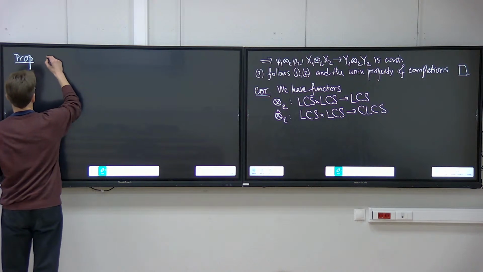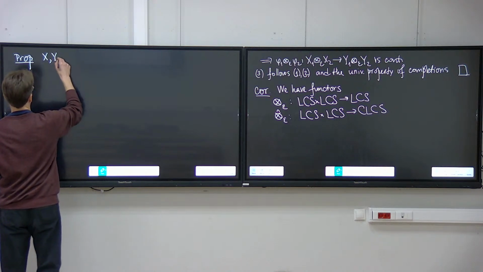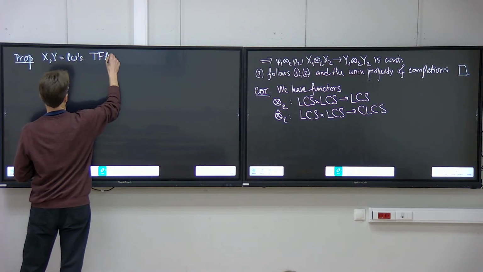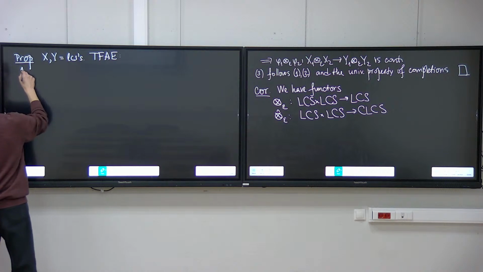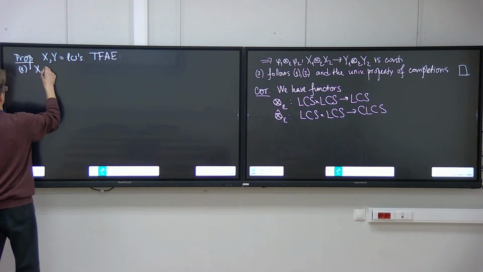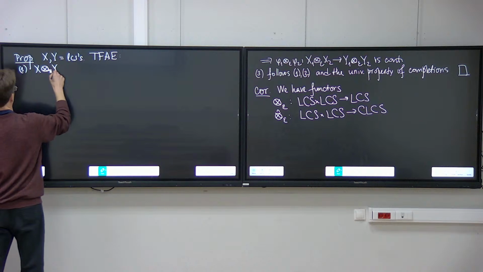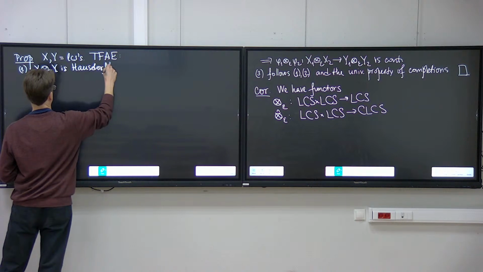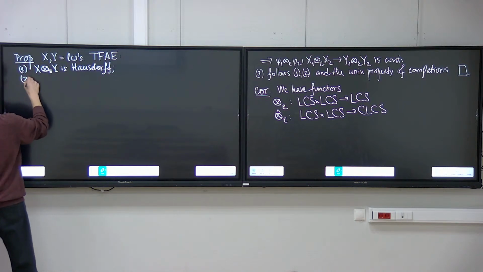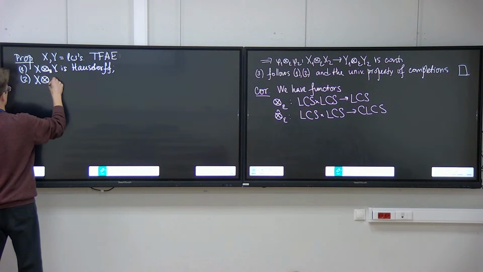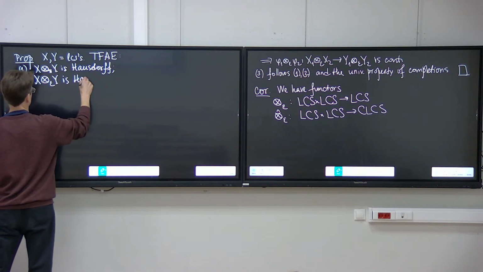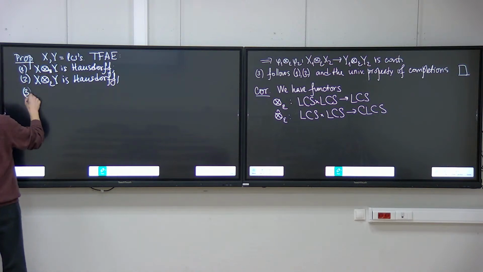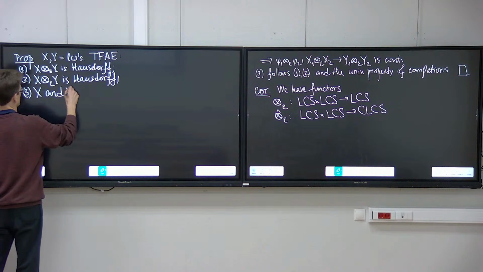Proposition. Suppose that x and y are locally convex spaces, then the following conditions are equivalent. Condition 1, the projective tensor product of x and y is Hausdorff. Condition 2, the injective tensor product of x and y is Hausdorff. And condition 3, both x and y are Hausdorff.